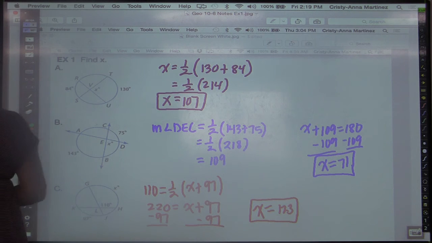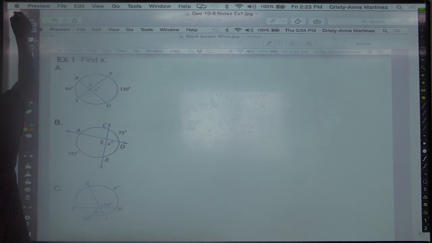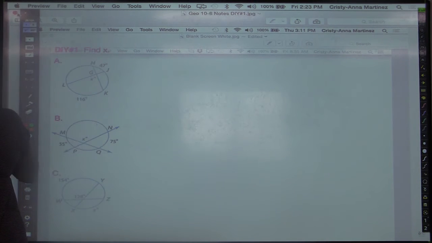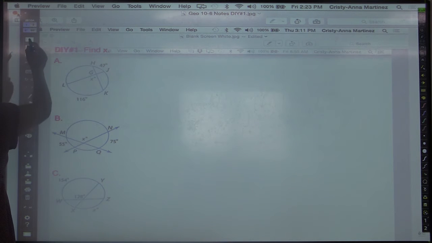And so now we're going to let you go to the first do-it-yourself question. Here it is again. There are 3 parts. So make sure that you do them, and they're all going to be very similar to what we just did in the example.